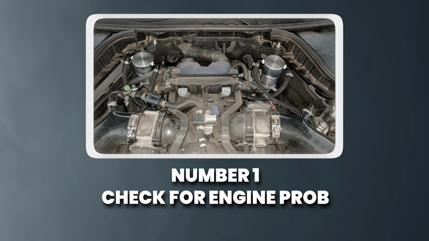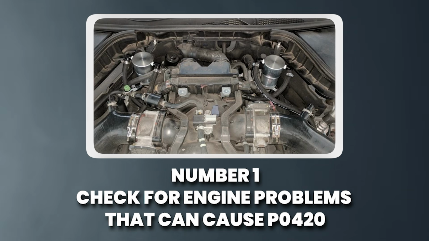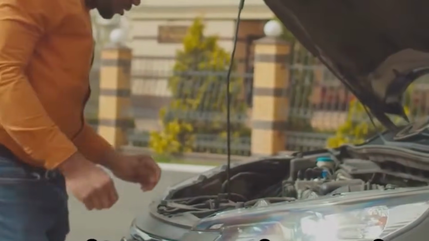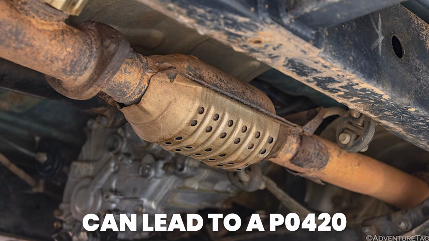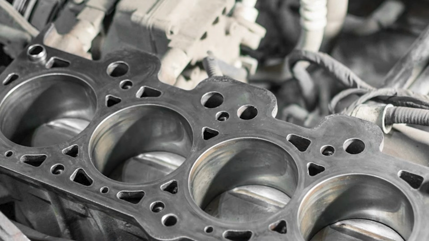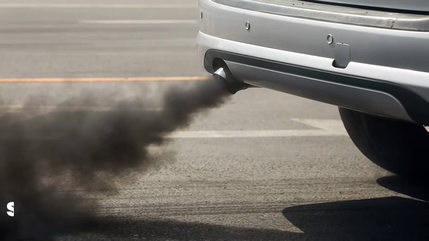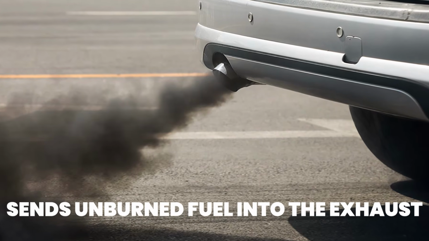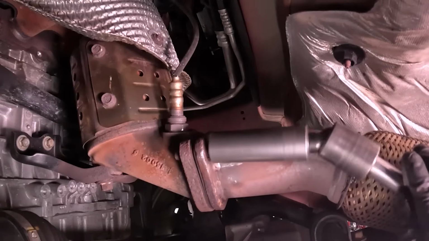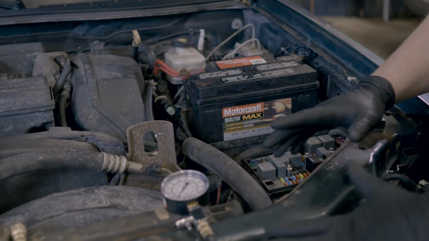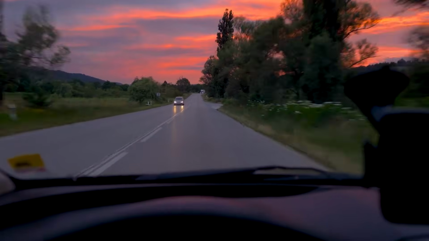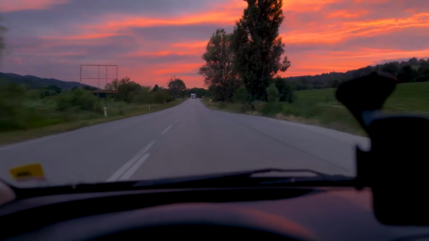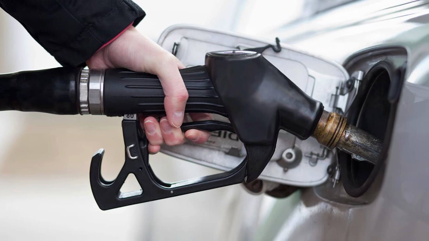Number 1. Check for engine problems that can cause P0420. Before blaming the converter, ensure the engine itself is running properly. Issues like engine misfires or incorrect fuel mixture can lead to a P0420. Why? A misfiring cylinder or an overly rich mixture sends unburned fuel into the exhaust, which can overheat and damage the catalytic converter. Likewise, running too rich or too lean can allow residue to accumulate and choke the converter. If your car has been stumbling, running rough, or using too much fuel, address that first.